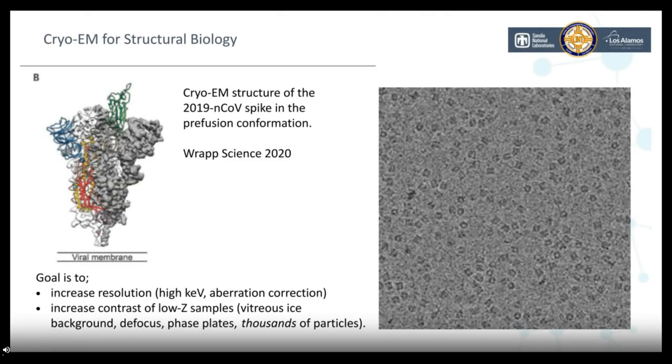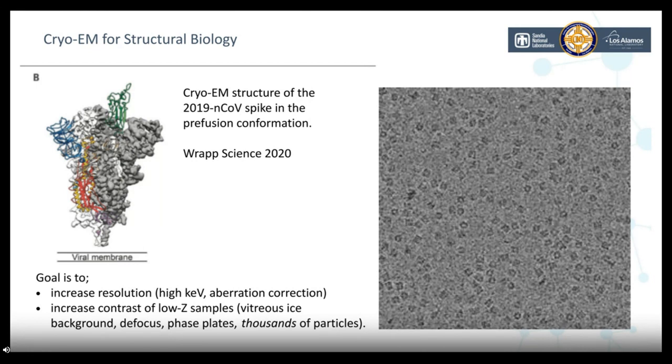So obviously cryo-EM has seen a huge explosion recently, mostly in structural biology, where they're really pushing the resolution limits for solving the structures of proteins. Here is a very high resolution image of the COVID spike protein. So here the goal, along with most TEM, is to increase resolution, and they do this with very high accelerating voltages and aberration correction.